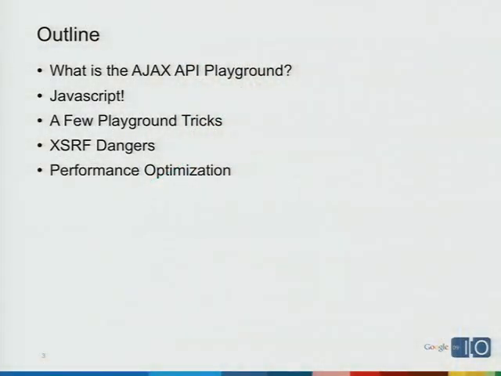So let's jump right into the outline. First, I'll show you guys what the AJAX API playground is, since I'm sure not all of you know exactly what it is. Then I'll go into some JavaScript, showing some intermediate and advanced techniques that you can use. After that, I'll talk about some of the cool hacks that I did in the playground, some stuff that I really had a lot of fun doing. Then I'll go into XSRF, which is a security vulnerability. And after that, I'll talk about front-end web performance.